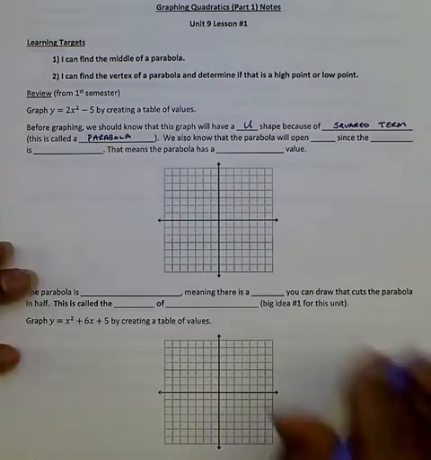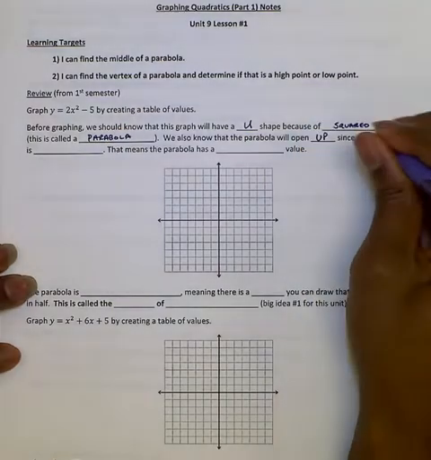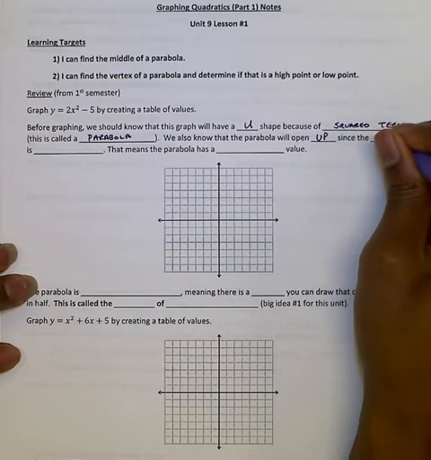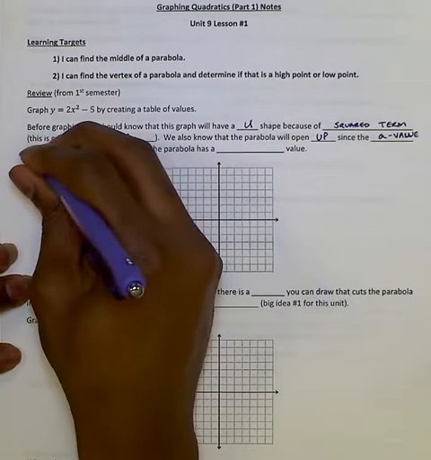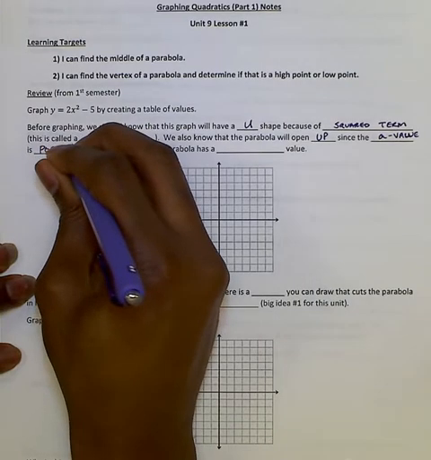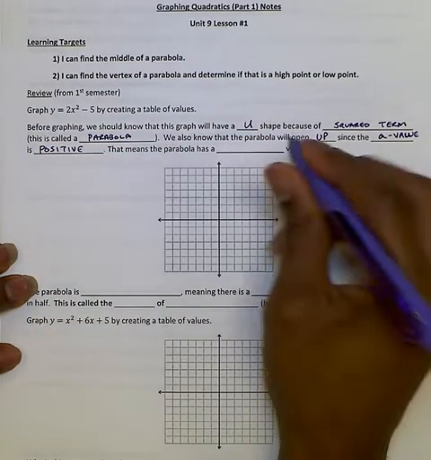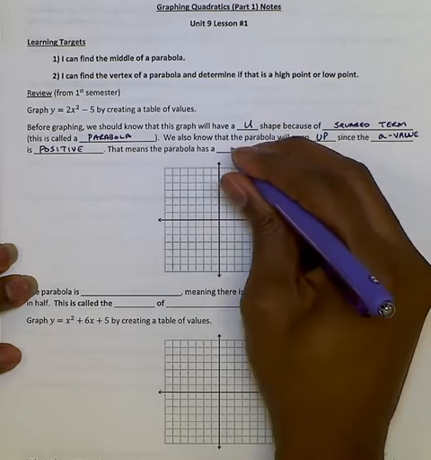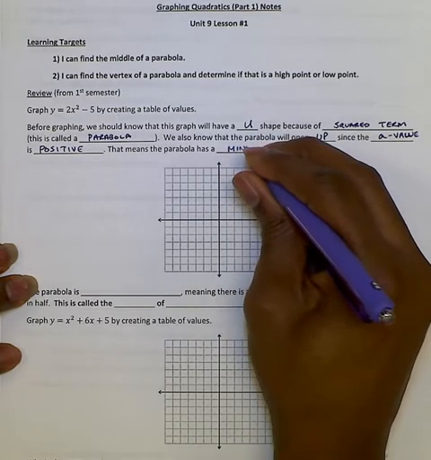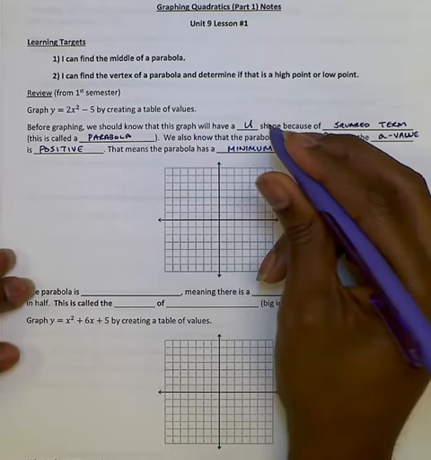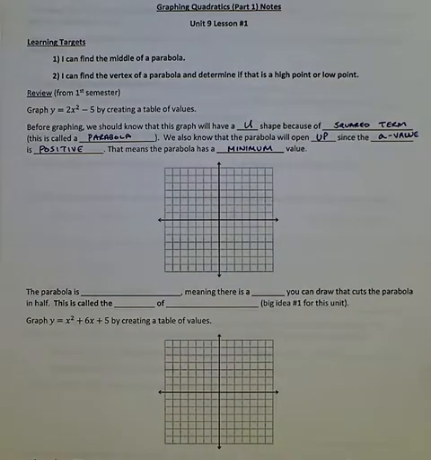Okay, and we also know that the parabola is going to open up because the a value is positive, and this means that the parabola will have a minimum value. Okay, because it opens up, it continues up forever, but that means it has a lowest point. Okay, a minimum value. So let's make a table of values.